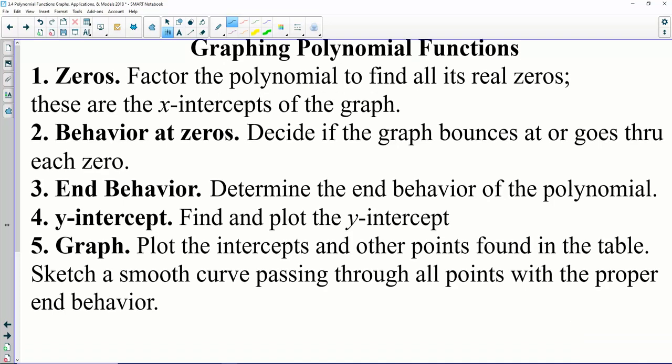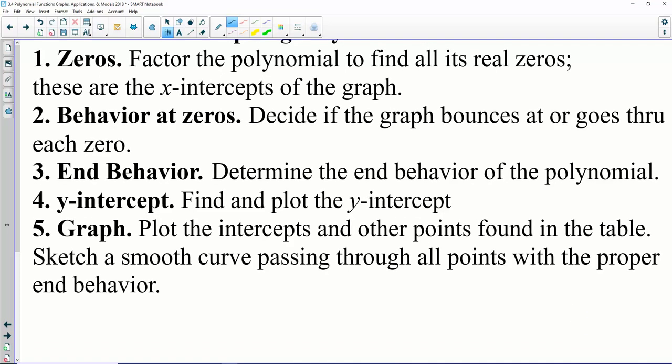We'll find the y-intercept. How do we find a y-intercept? It's when your x is equal to 0. You're going to hit the y-axis at 0. And then we will plot all that stuff to actually draw our graph. It doesn't necessarily have to be done in this order. These are all the things we're going to do.